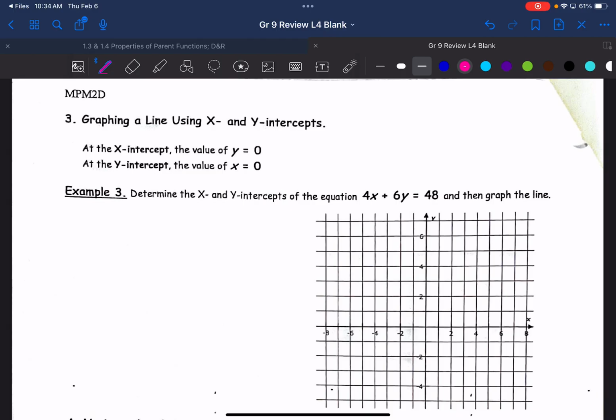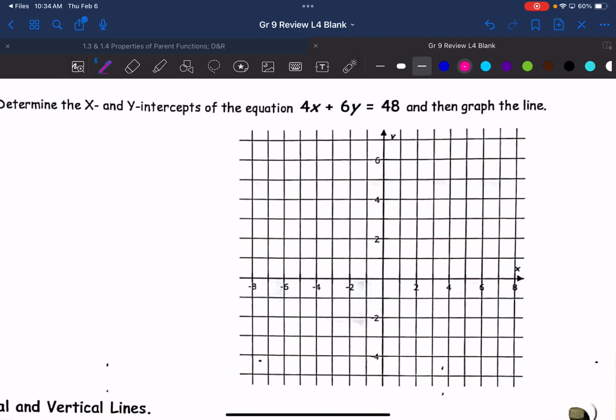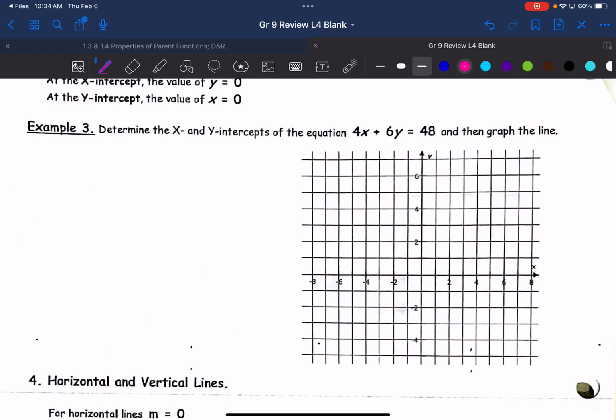So we're still graphing, but now it's saying, can we graph a line using x and y intercepts? The intercepts just mean where is it crossing the x-axis? Where is it crossing the y-axis? Where is it touching those big bold black lines there that are labeled as x and y? So for example, it gave us this. It said determine the x and y intercepts of this line, and it's in standard form, and we want to graph it. So we could do one of two methods.